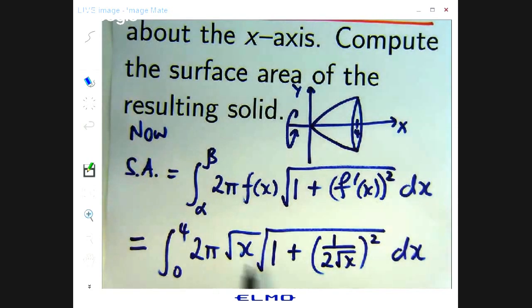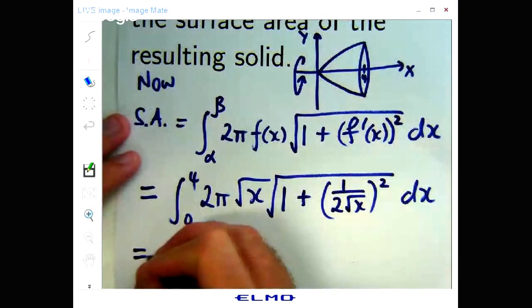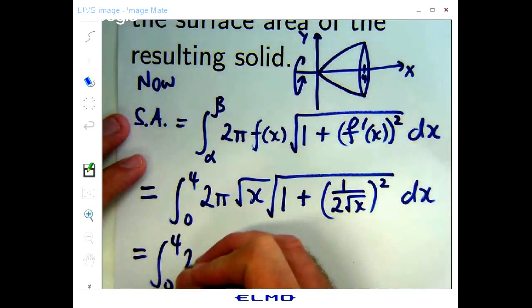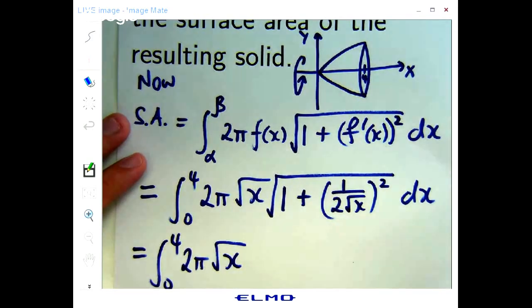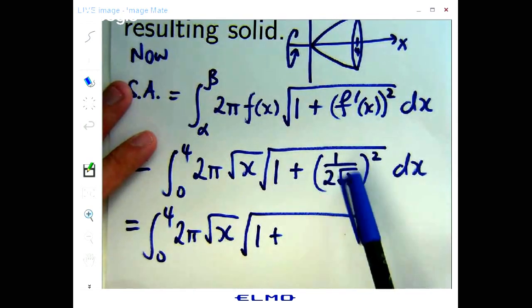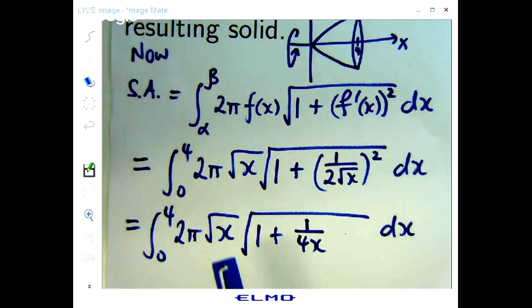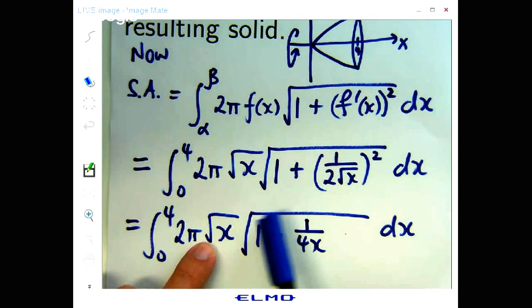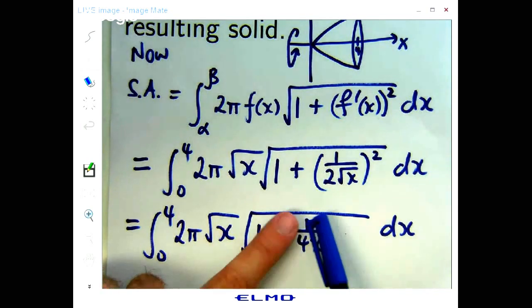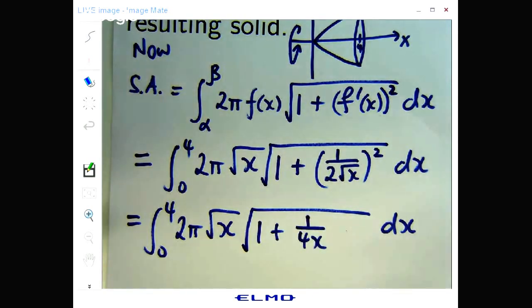Okay, now this looks a little bit messy here. Let's square this to get rid of that square root sign, and then we'll combine the square root signs just using the index laws. Okay, so here I'm going to get 1 plus 1 on 4x. Okay, and now what I can do is use my index laws and combine these powers of 1/2 into one expression. So the x would come in there, the x's will cancel, and you'll get square root x plus 1/4.